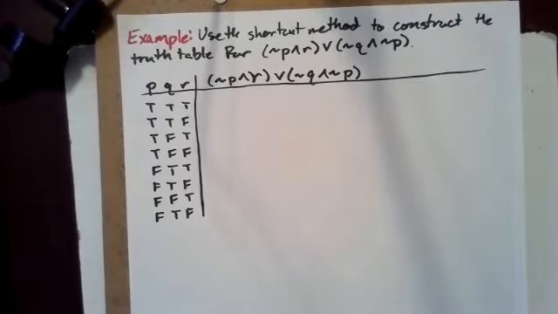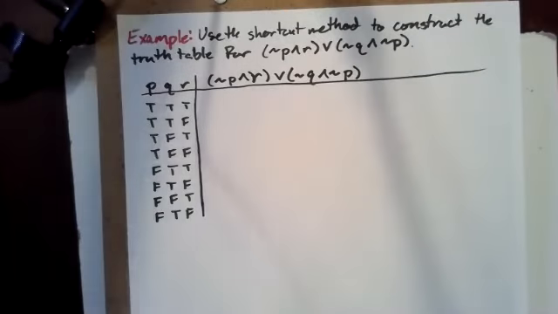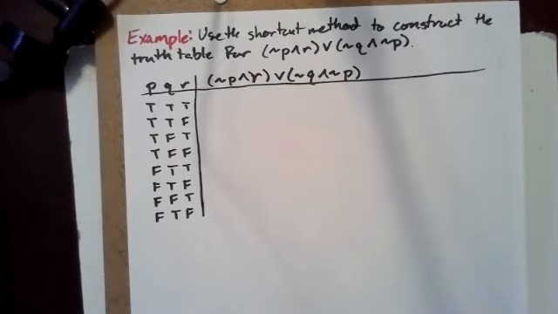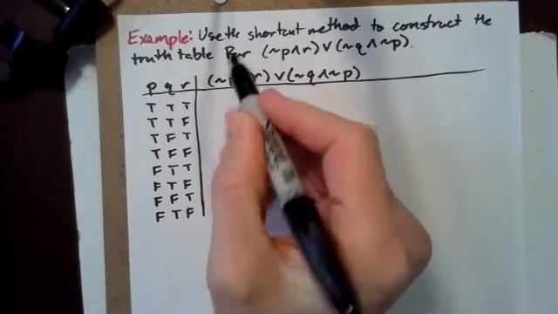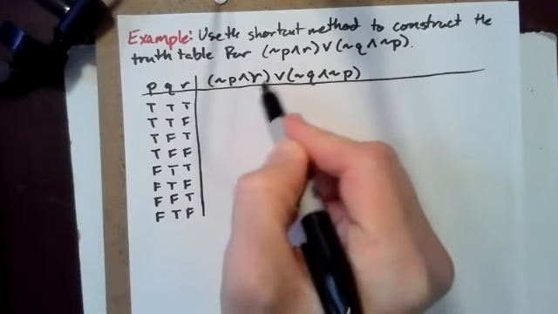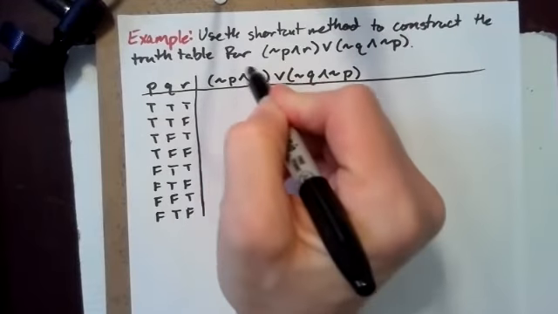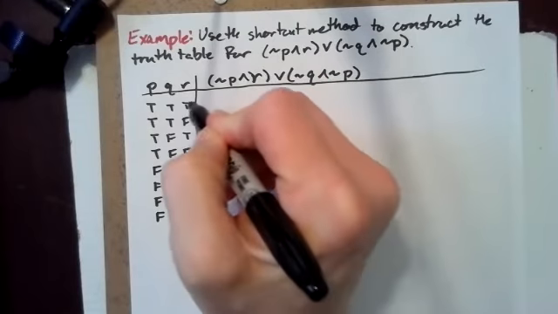As an example, we're going to use this method to construct the truth table for not P and R or not Q and not P. Now, we've already looked at this one a few times, but we're going to go over it again, and this time we don't have to bother answering any questions about what's true or not. First, we'll take a look at not P and R. We'll determine the truth value of not P and R for each row.